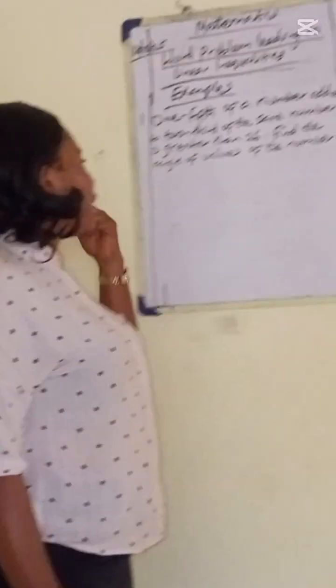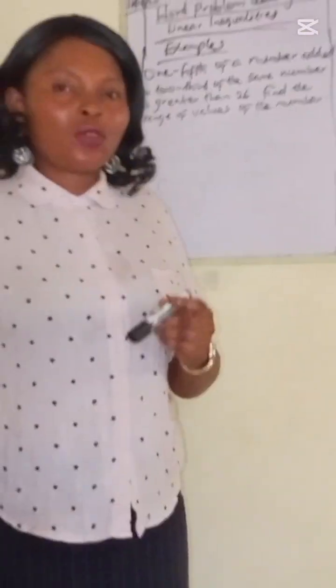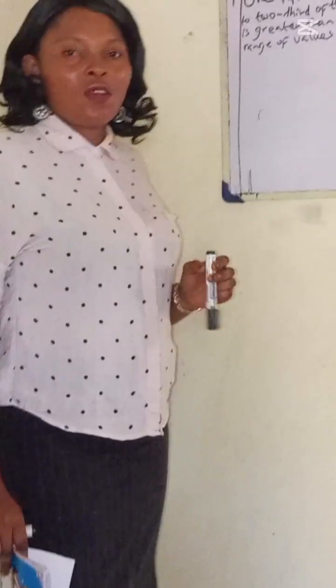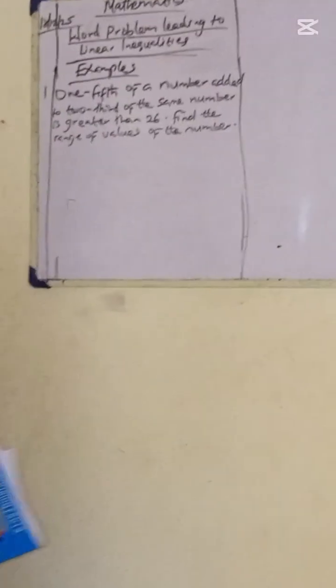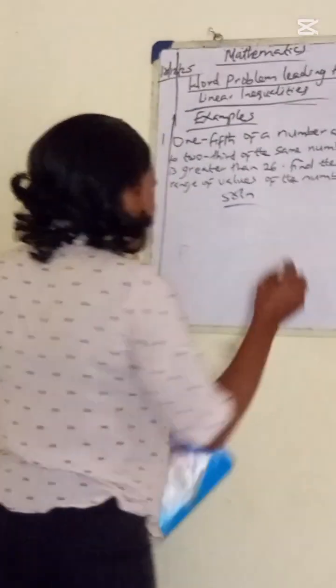You can see that we have an example on the board which says 1/5 of the number added to 2/3 of the same number is greater than 26. Find the range of value of the number. First thing we are going to do, we don't know what the number is. So we are going to use any alphabet of our choice from A to Z to represent the number. So let's go. I'm going to write my solution.